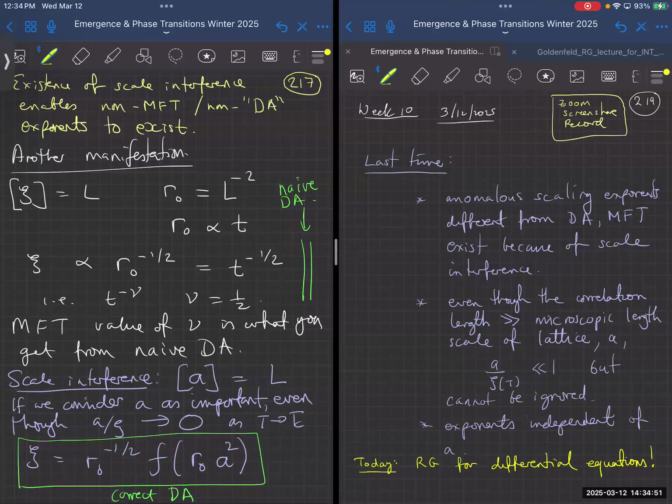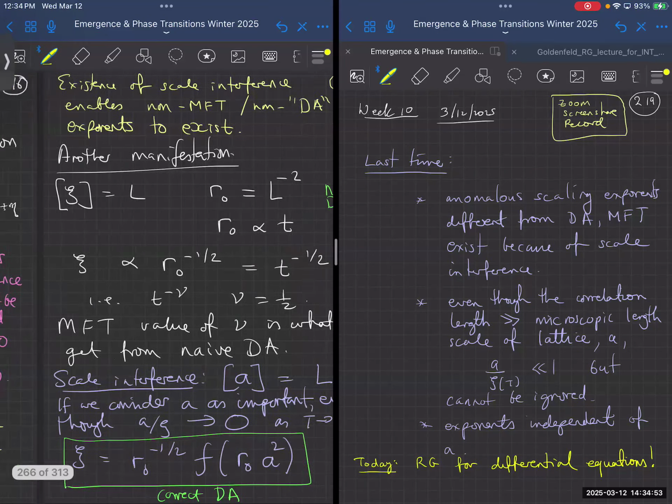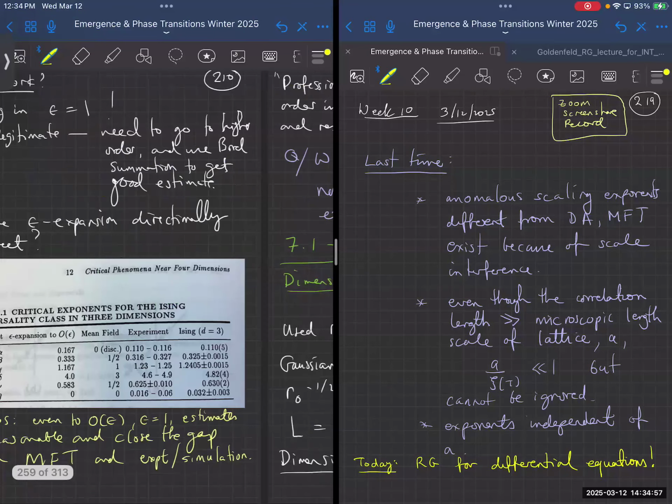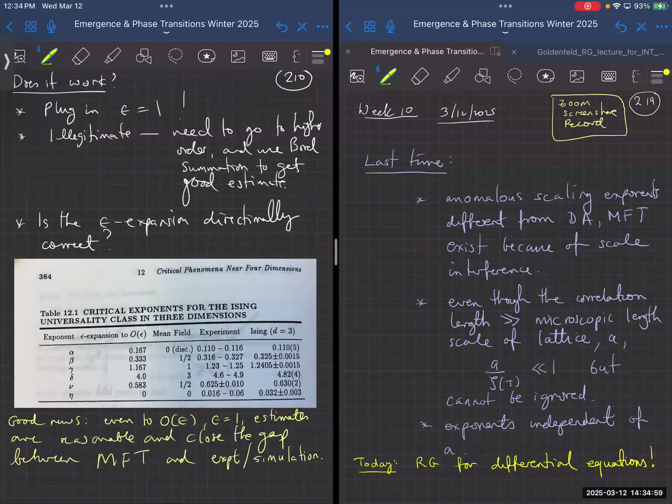We computed anomalous dimensions. We computed scaling laws, and we found that the critical exponents were shown here on the left-hand panel. Even just to this order in epsilon, just calculating to this order and then setting epsilon equals 1, which is completely unjustified mathematically, but can be improved, we saw that this already is starting to correct the discrepancy between mean field theory and what we see in experiment or computer simulation.